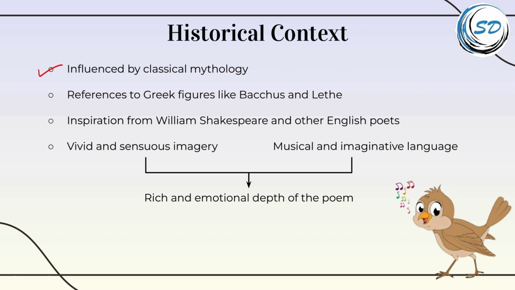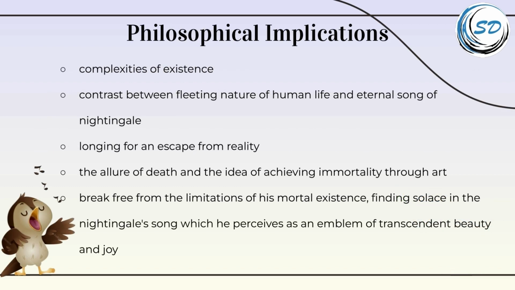Keats was deeply influenced by classical mythology, which is evident in his references to Greek figures like Bacchus and Lethe. He also drew inspiration from William Shakespeare and other English poets. His use of vivid and sensuous imagery, as well as his musical and imaginative language, contributes to the rich and emotional depth of the poem.